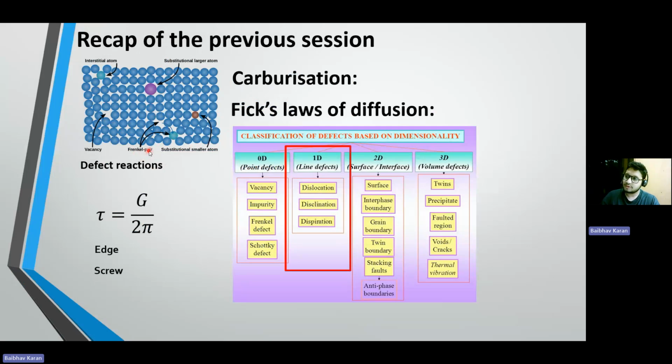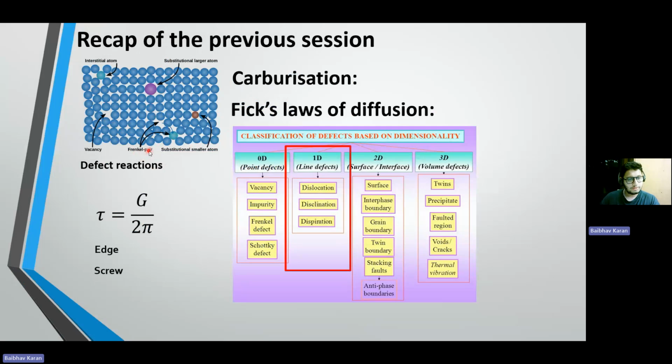The effect of dislocations is limited to a very small region, whereas the effect of disclinations ranges to a very high range in the crystal. Generally we study dislocations because disclinations are not seen in the case of metals.